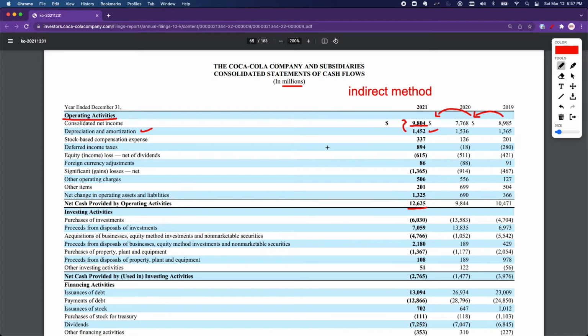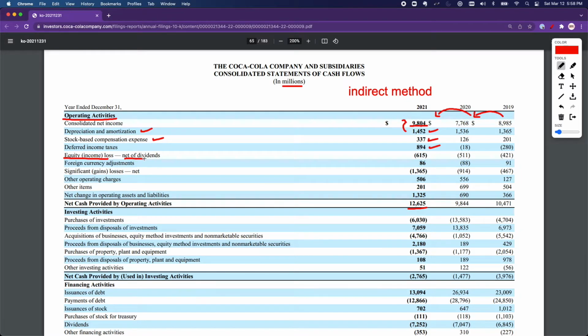We also have here other non-cash items like stock-based compensation. Again, this is stock, right? This is not cash leaving the business, this is not an outflow, so we add it back. We have also deferred income taxes that we're going to add back to the net income because we haven't paid them yet, right? Then you have here this one, which is an interesting one, equity income loss, net of dividends.